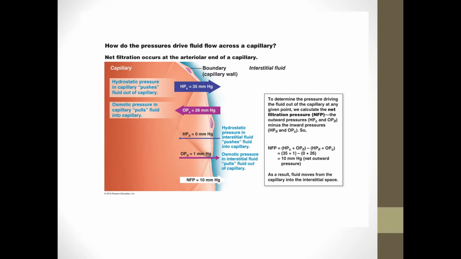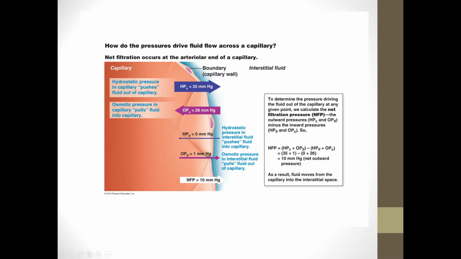So we can see in this picture we have the hydrostatic pressure that pushes fluid out of the capillary. Typically, capillary hydrostatic pressure is about 35 millimeters of mercury. And then the osmotic pressure is going to pull the fluid back in with a force of 26. The hydrostatic pressure of the interstitial fluid, like I said, is negligible. So it would be pushing it back in, but it doesn't have any force because it all flows away with the lymphatics. And then the osmotic pressure of the interstitial fluid, because of the concentration out here, is very, very slight.